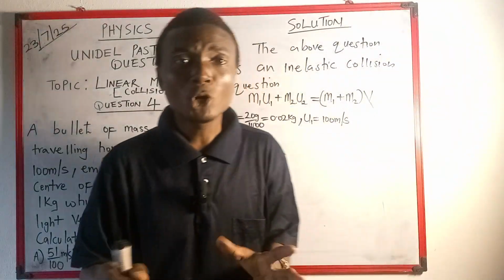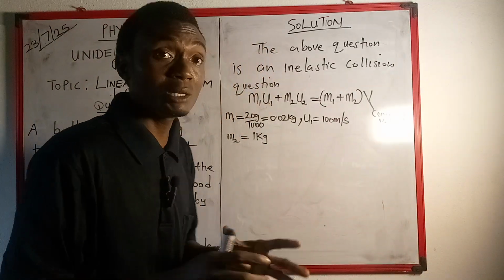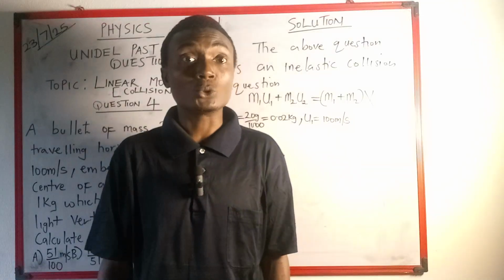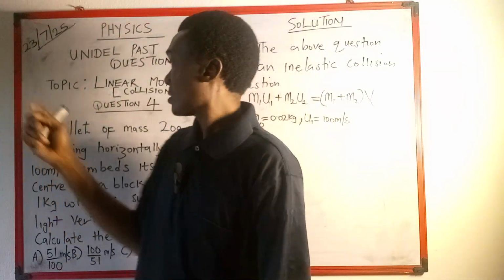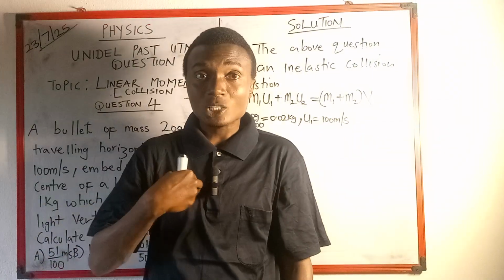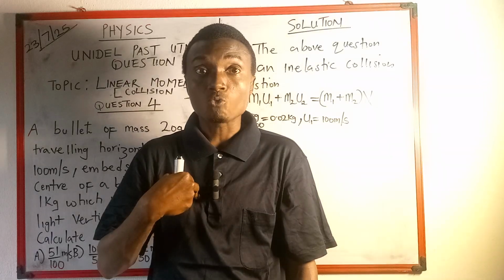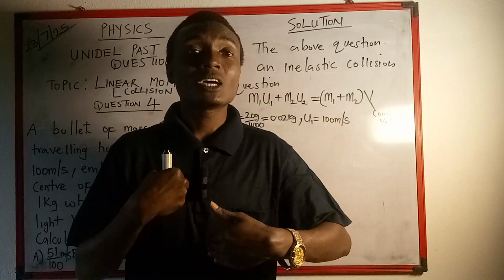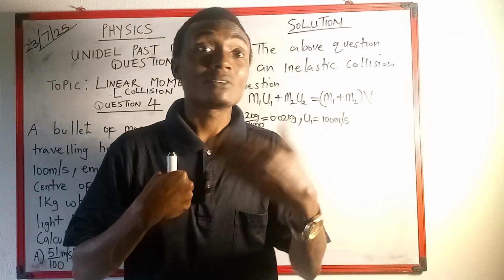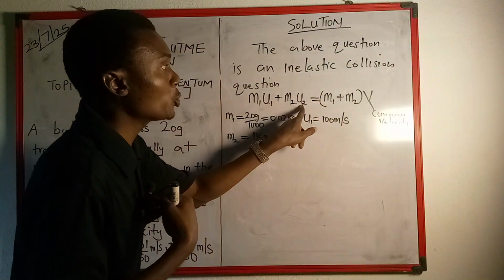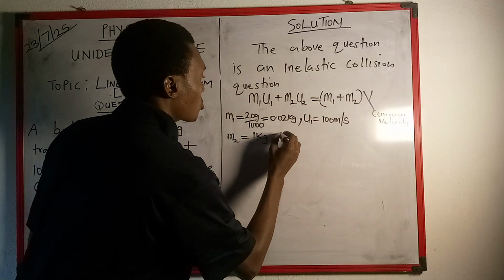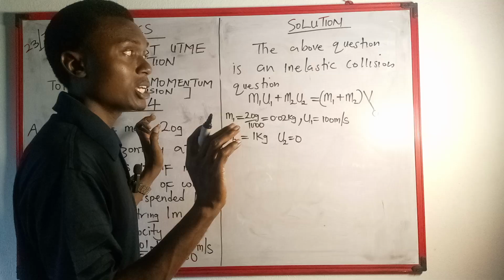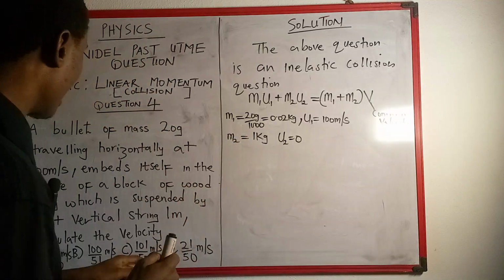Normally, a block of wood, does it move? No, it doesn't move. It's just standing on its own. The bullet is coming and hits the block of wood, which was just standing there. So it doesn't have any velocity, meaning the u2 there, I'm going to put as 0 because it's not moving.